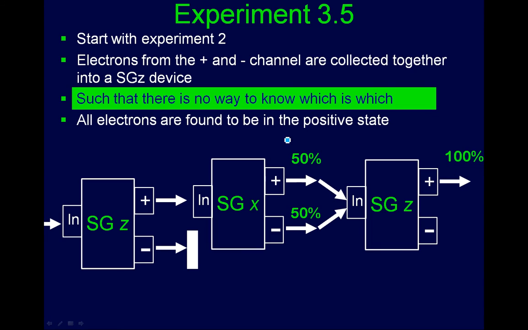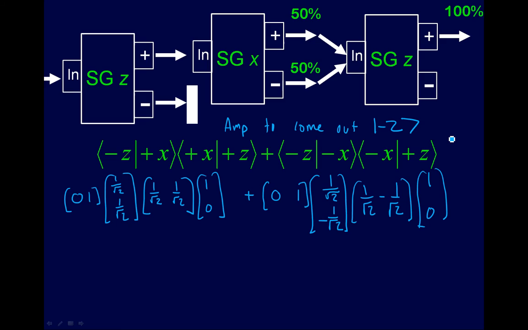Now the really kind of crazy part is this idea where we have the two paths. We have the top path and the bottom path, and we combine them. What happens is it's just like this middle machine wasn't here, and they all come out 100% over here. And so now we have a way to calculate this. This is the amplitude we just calculated in that clicker question. And again, this is the amplitude to come out negative Z.